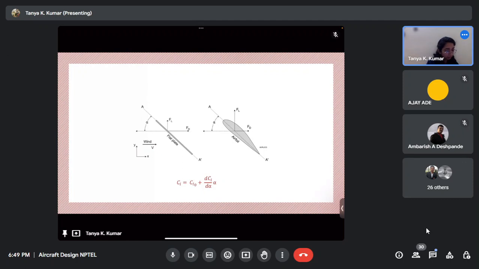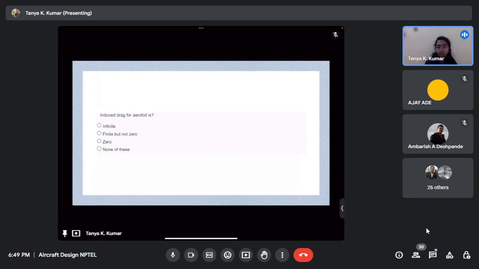Okay, so here the question that I asked right in the beginning: what is induced drag of an airfoil? Somebody had mentioned something about vortices, that is right. So can you try and answer this? Induced drag of an airfoil. Finite but not zero. Can you tell me why?